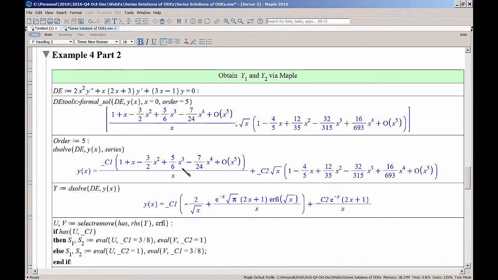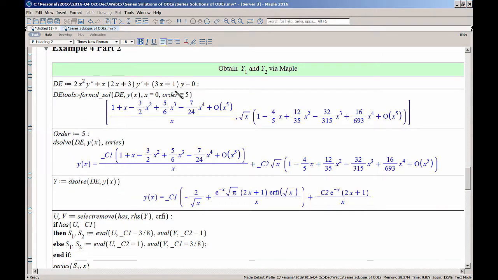But this time the series solution has two constants, and it's the general solution, a linear combination of the two members of the fundamental set. I think having order as a parameter in the command is much more convenient.